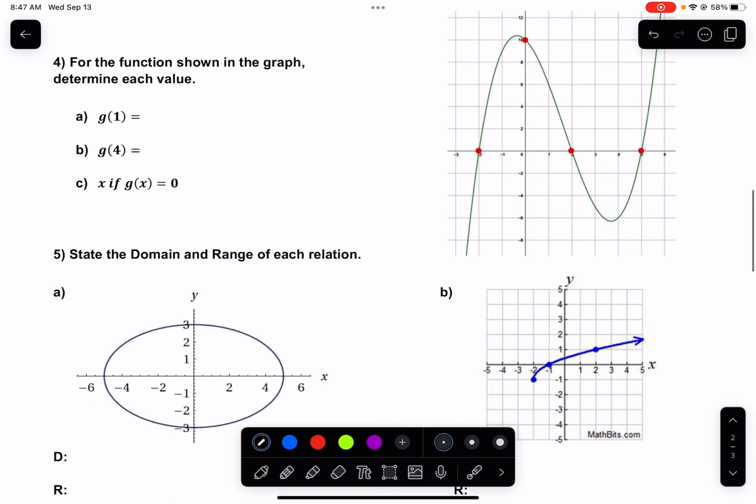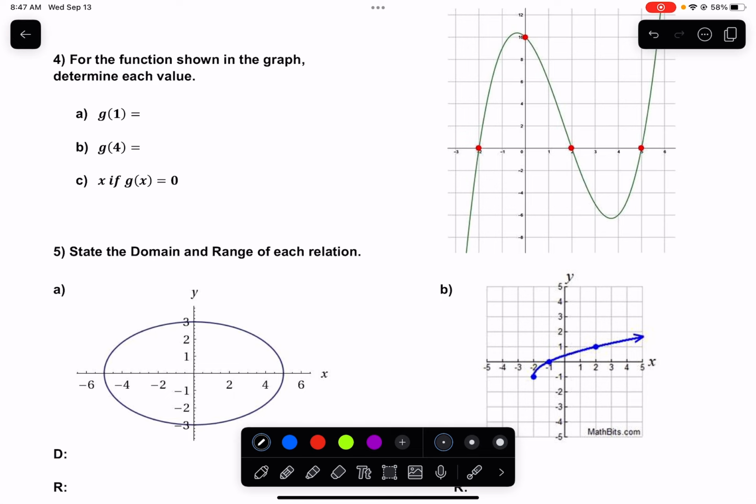So let's go to the other side. I'm looking for the value of the function, the y value, when x is equal to 1. G of x, what is x? X is 1, what's the y value? That's what that's asking you for. So go find where x is 1 and find where the function is. Where is it? It's up here at 6. Here's x equals 1. The y value is 6.